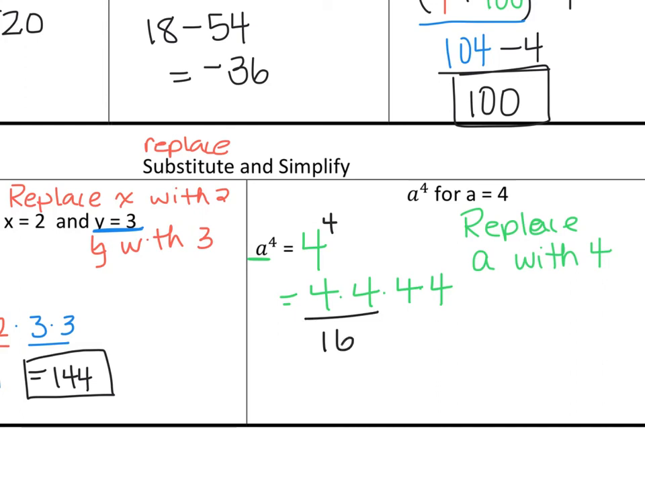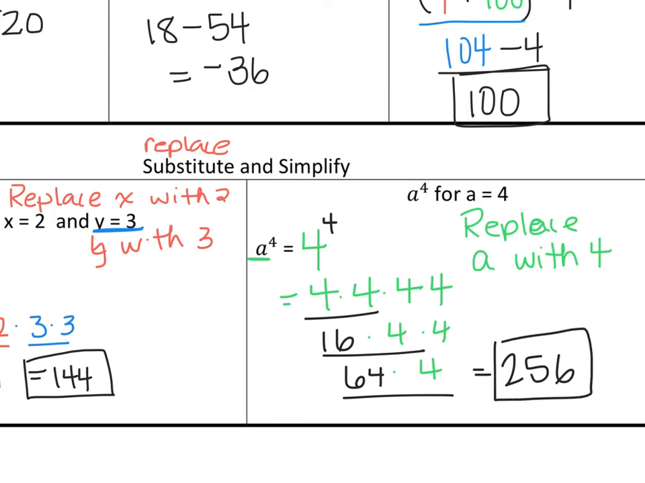4 times 4 is 16, times 4 times 4. 16 times 4 is 64. Bring down my last times 4, and then 64 times 4 is 256. So the expression a to the fourth evaluated when a equals 4 gives us 4 to the fourth, and 4 times 4 times 4 times 4 is 256.